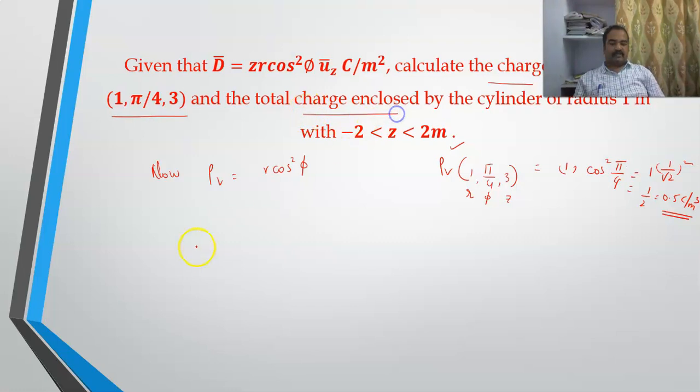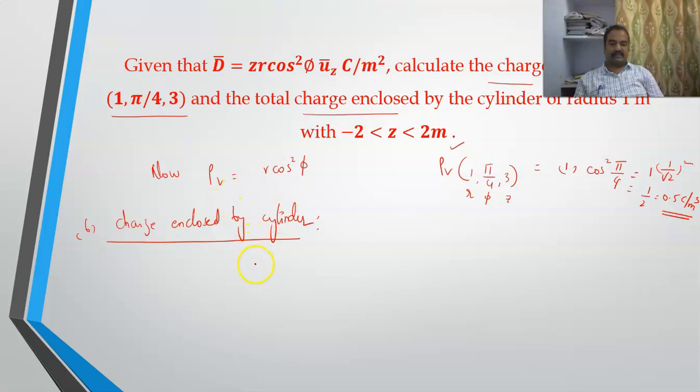Now the charge enclosed by the cylinder. So the B part is the charge enclosed by the cylinder. This we are supposed to obtain now. So we have the charge density, and Q is equal to the volume charge density into the volume.